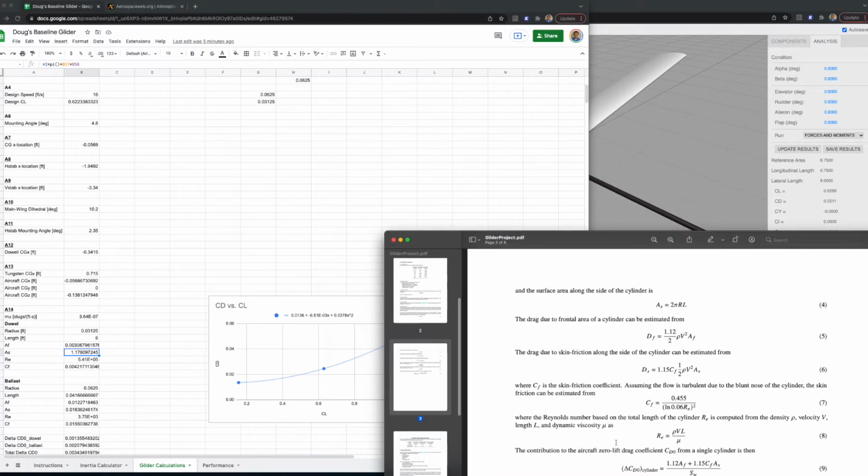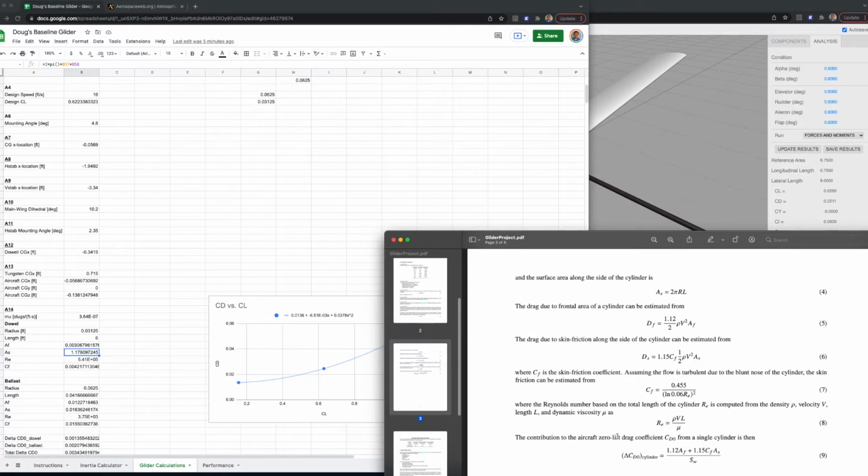Okay, so then what we need to do is, I'm going to skip down here. What we're trying to figure out is delta C_D0 of a cylinder. It's equal to 1.12 times the frontal area plus 1.15 times some friction factor times the surface area along the side of it, divided by the area of the main wing. So that's what we're trying to get to. This equation is actually pretty straightforward. The only thing that we need now is this C sub F.